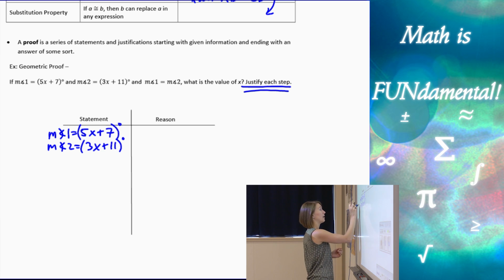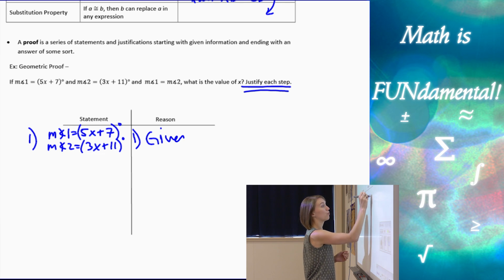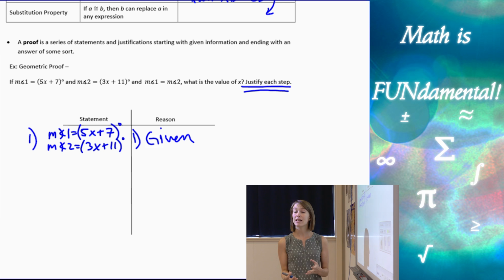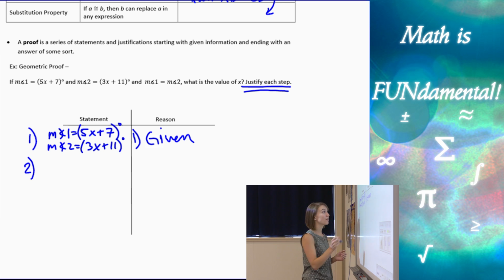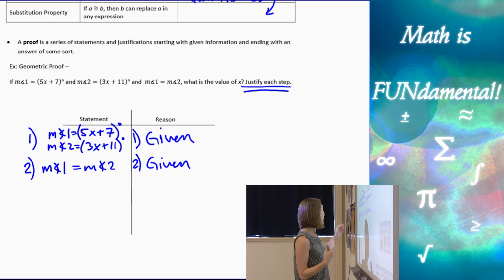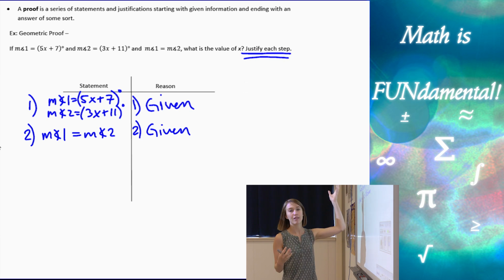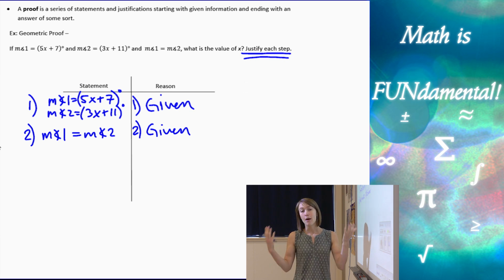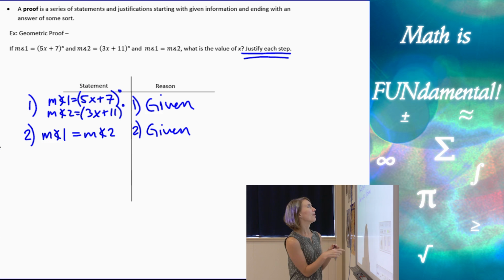So we'll call this step 1. And we're just going to write the word given because it was given to us in our information for the problem. Now, we're given another piece of information. We're given that the measure of angle 1 equals the measure of angle 2. So I'm going to put that next, and I'm going to put given again. It's a different statement. We can combine. We could have put all three of those in our line 1, but we can also separate them. Proofs give you a little wiggle room to make it your own.